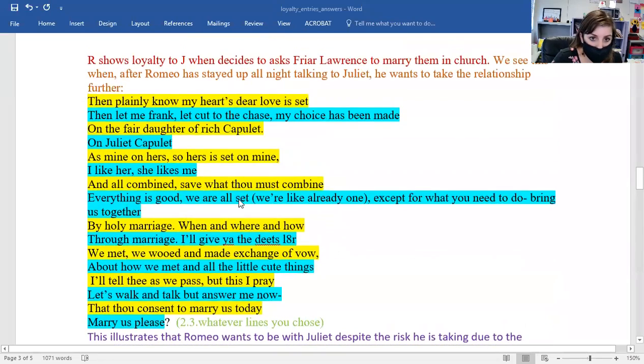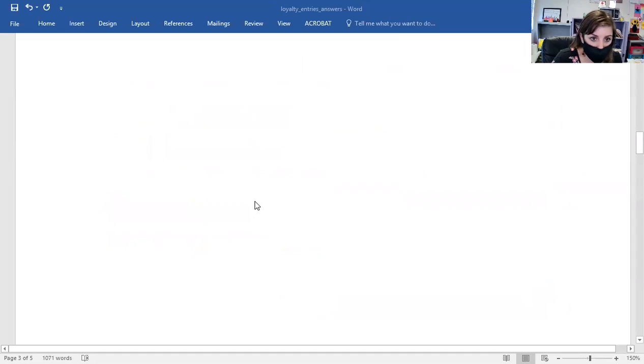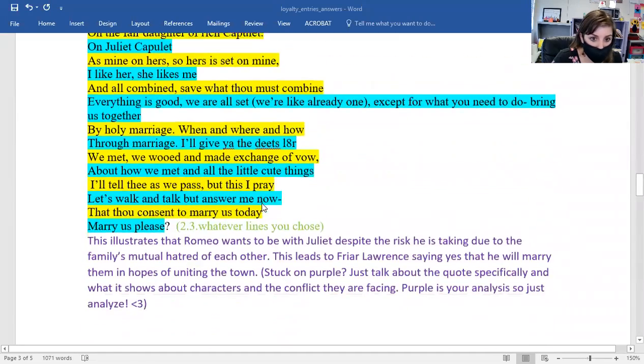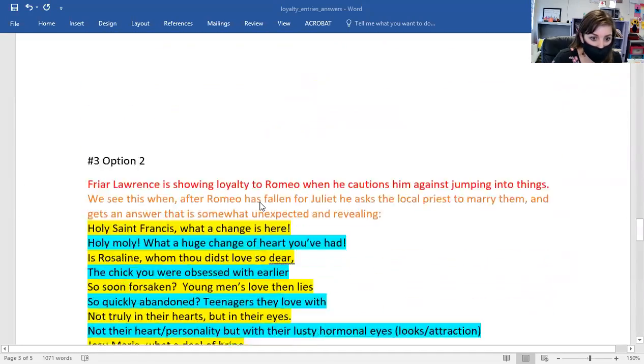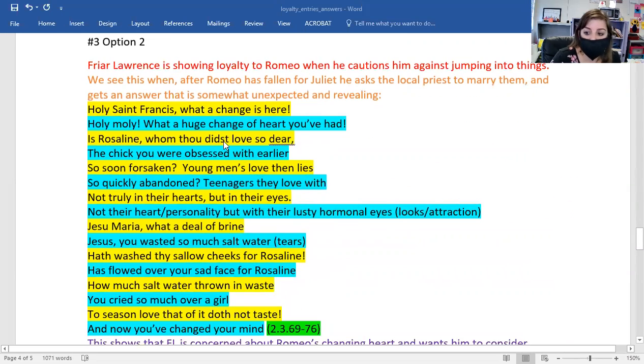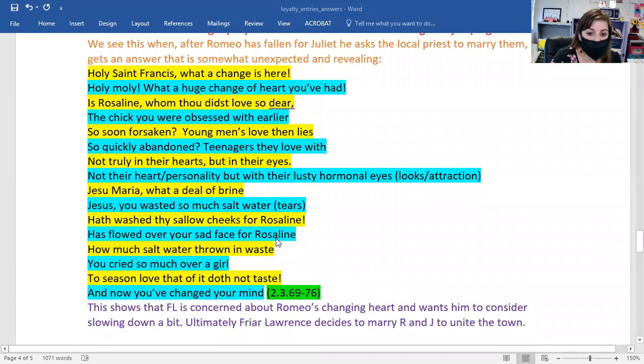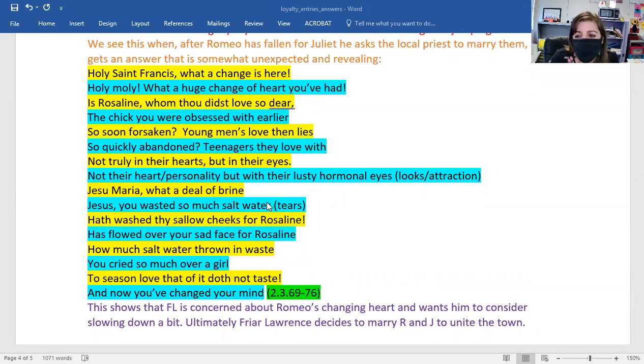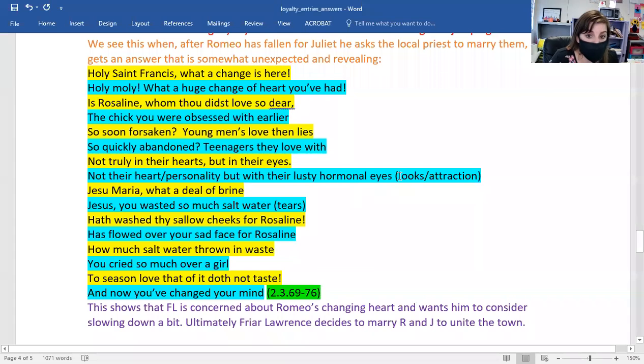Okay, so that was the first option we went over, what Romeo said. And then the second option for loyalty entry number 3 is what Friar Lawrence said back, and we talked about how you could look up what brine means, and then you're like, oh, it's salt water. Oh, what would salt water be on our face? Oh, tears. Okay, it makes sense now. And that's also why, like what Dio was saying, it's so important to not stop reading when there's no punctuation, knowing that the thought continues on to the next line.